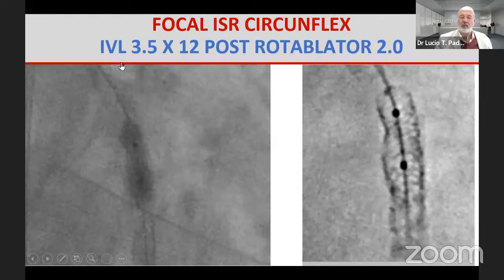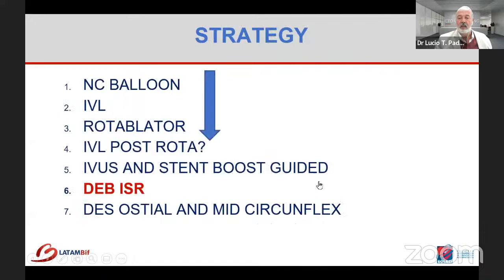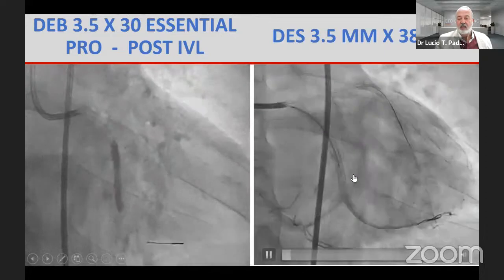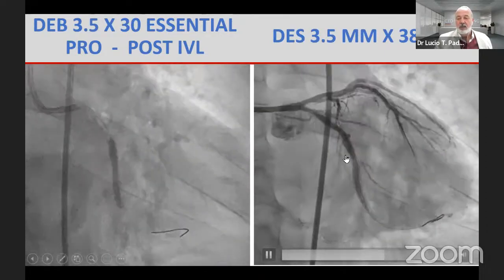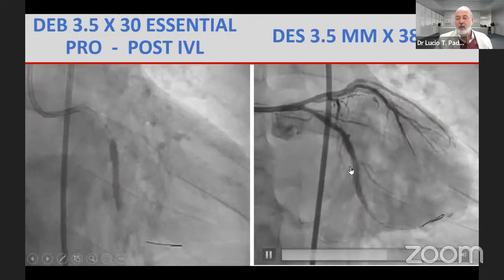So I did, after this, a new IVL 3.5 by 12, and this is the result. So IVL was not conclusive, rotablator 2.0 didn't give a good result, and afterwards another IVL, and this is the result. This is the stent boost result, and so we have a modified plaque. And then what about this? I did a DEB in the distal circumflex in the stent, but what about the parts of the stent where we have done rotablator?